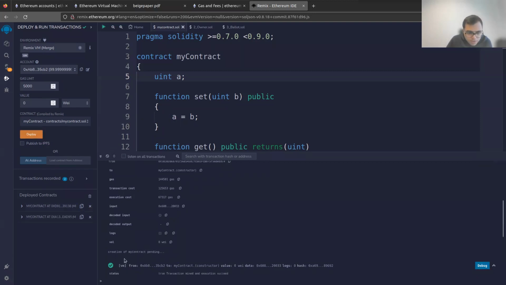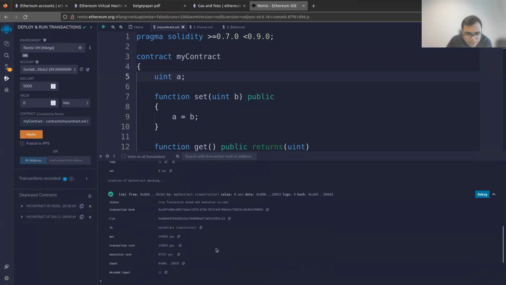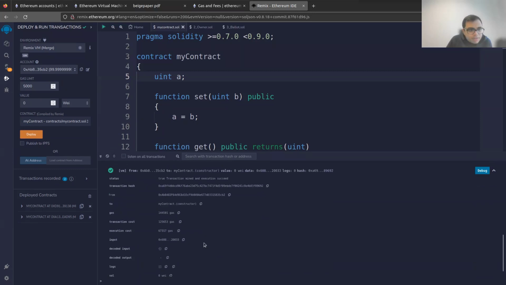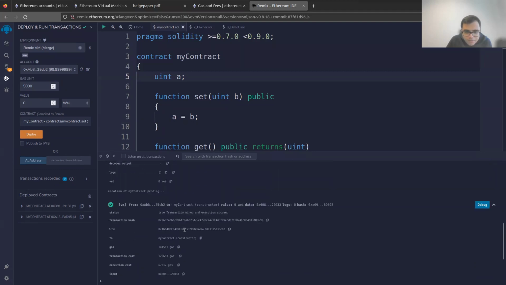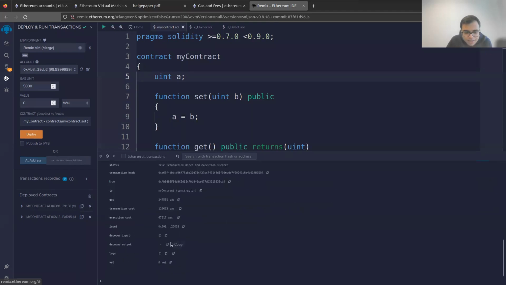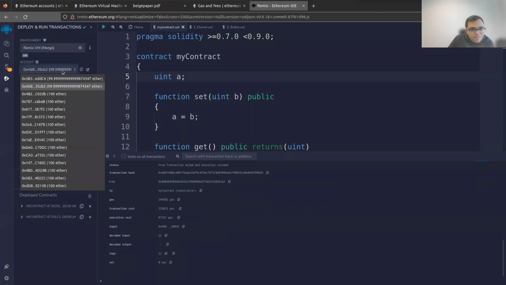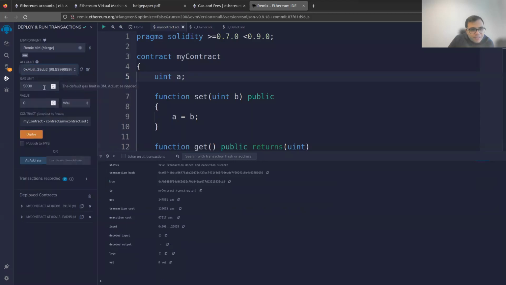Oh, what happened? Why did it succeed? Okay, this should not succeed. Oh, it's not applying the gas limit. Okay, so this virtual machine actually has a bug and it's not really applying the gas limit right now.